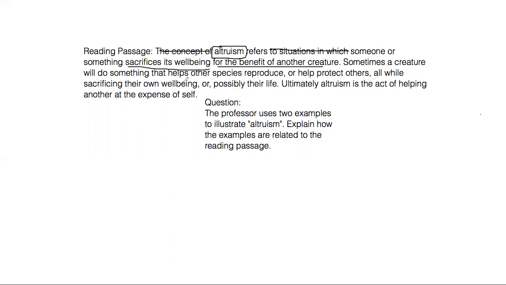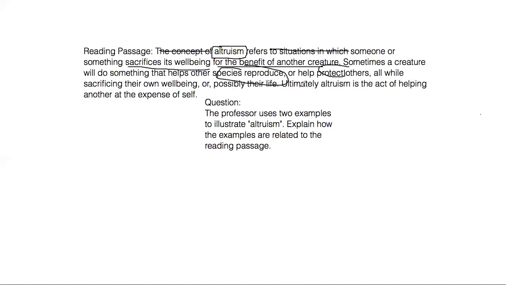Sometimes a creature will do something that helps other species reproduce or helps protect others, all while sacrificing their own well-being or possibly their life. So here they're expanding on the idea and they give you some examples. So other species reproduce or are protected at the cost of themselves or their life.